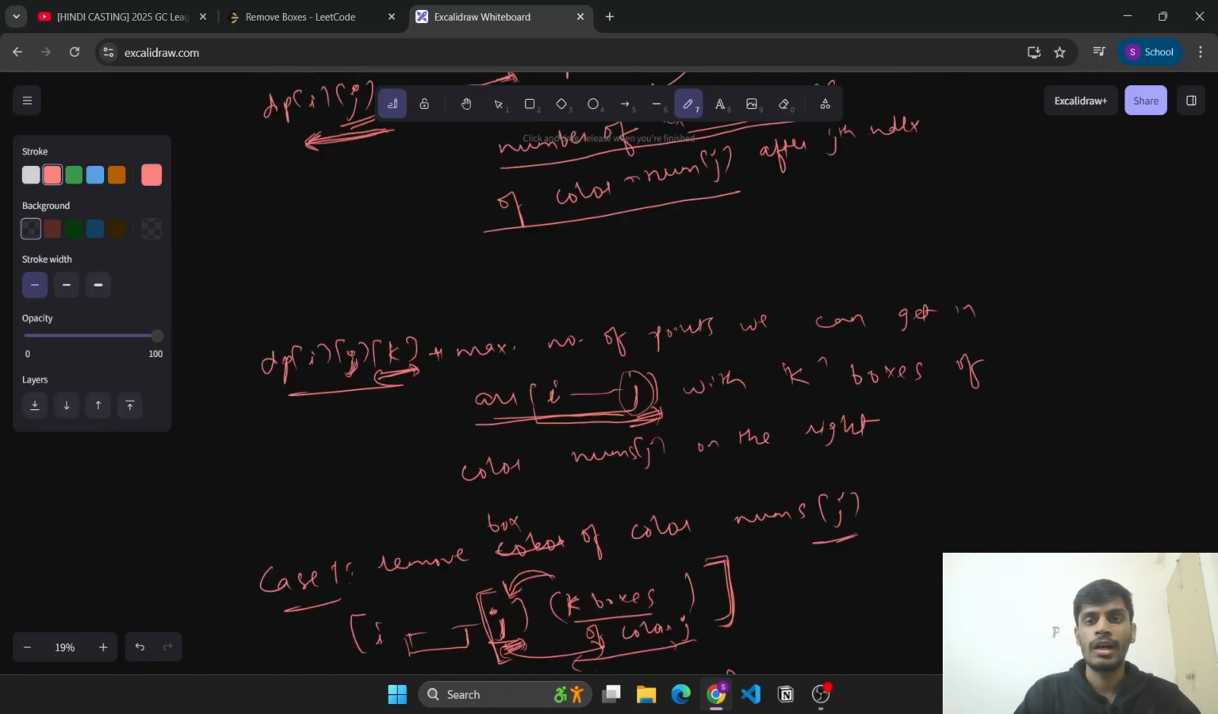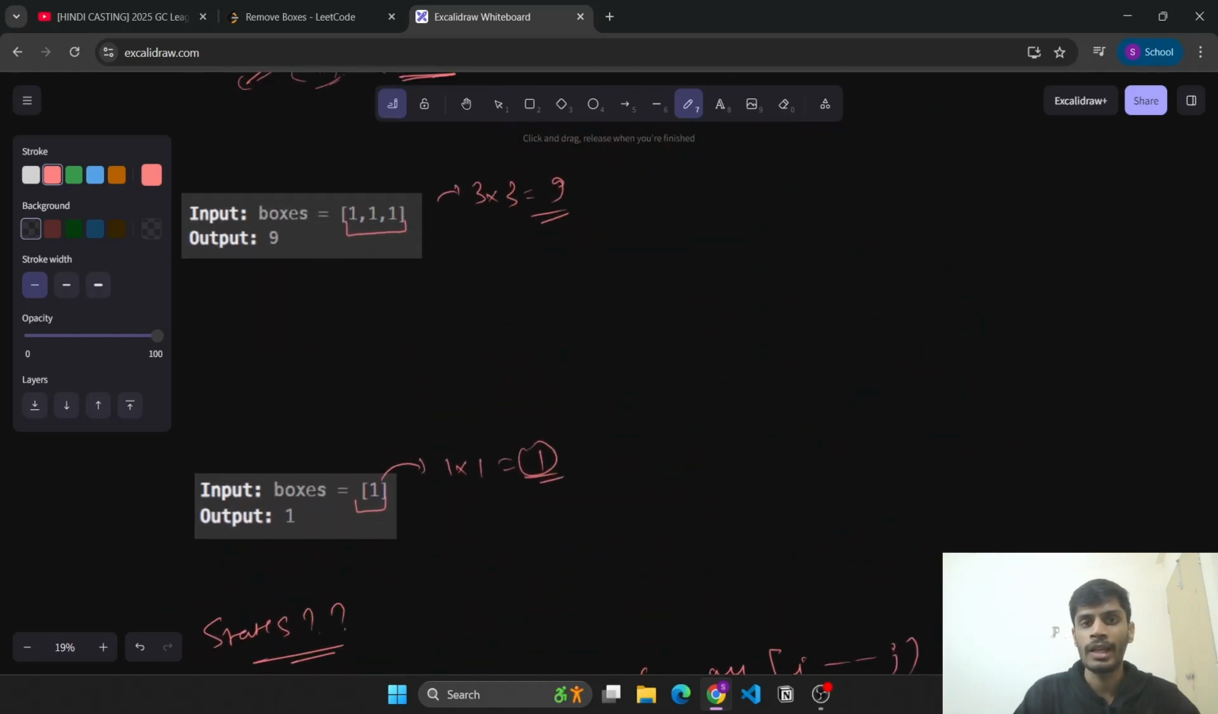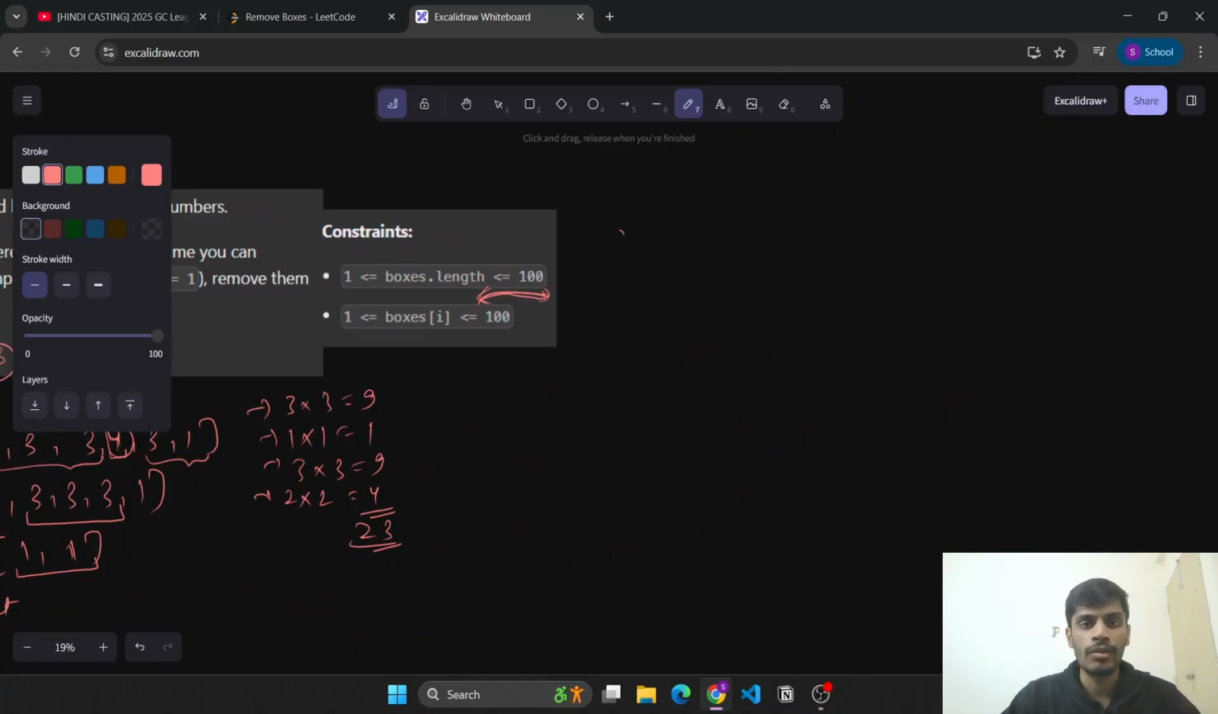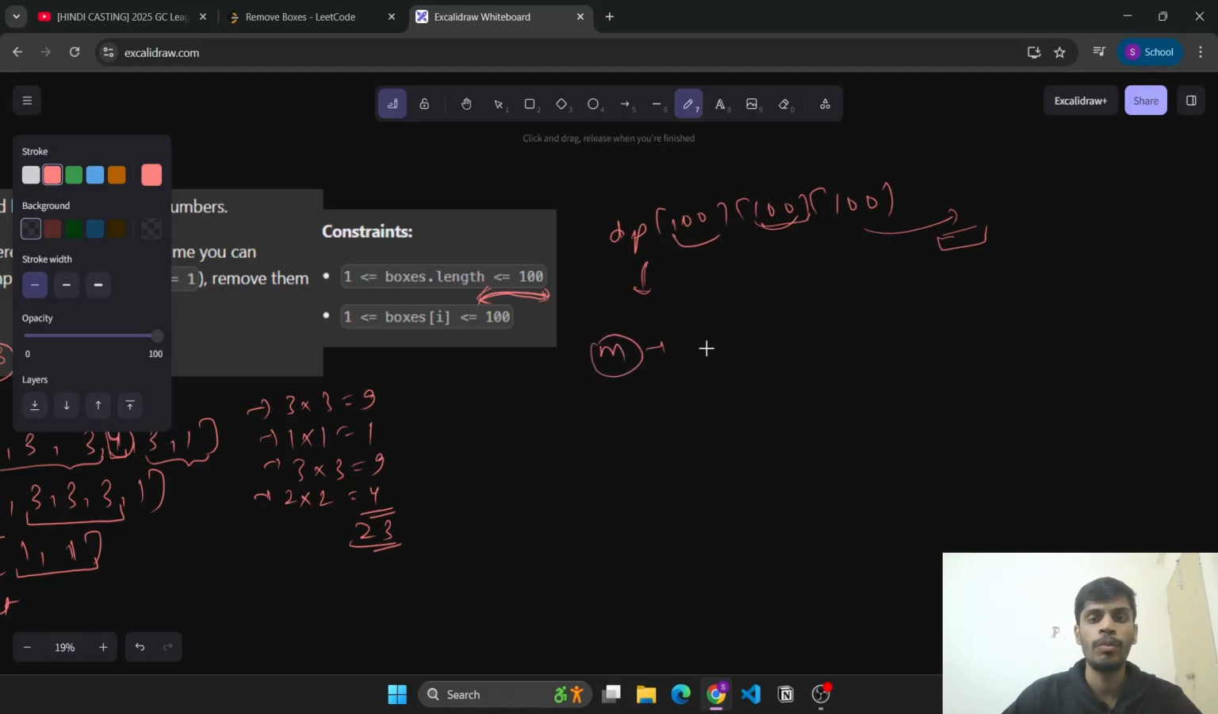As you can see, n is up to 100. So dp states will be 100, 100 and 100. The maximum we can have is 100 elements on the right with the same color as nums of j, and these indexes will go up to 100. And in each dp calculation, we'll try to find the m using a loop. So this loop will also go up to big O of n only.